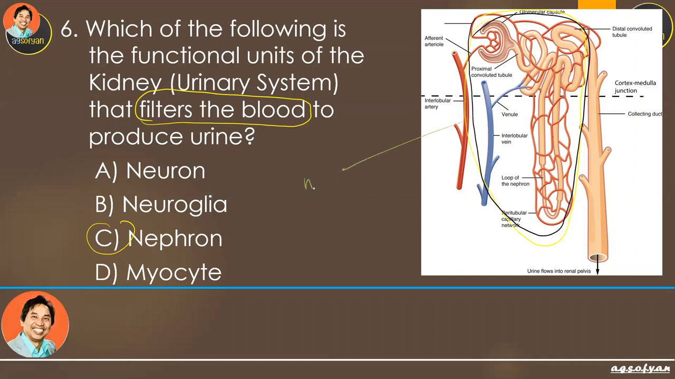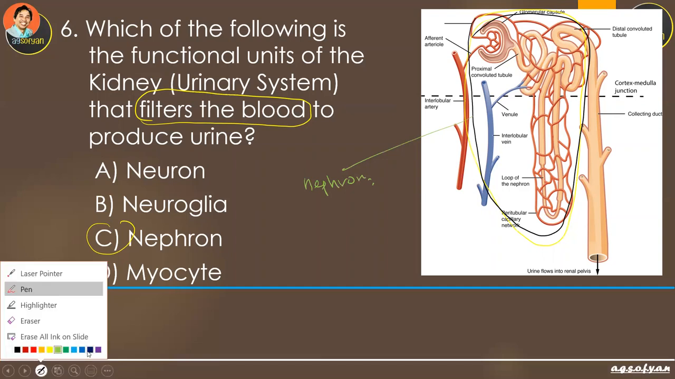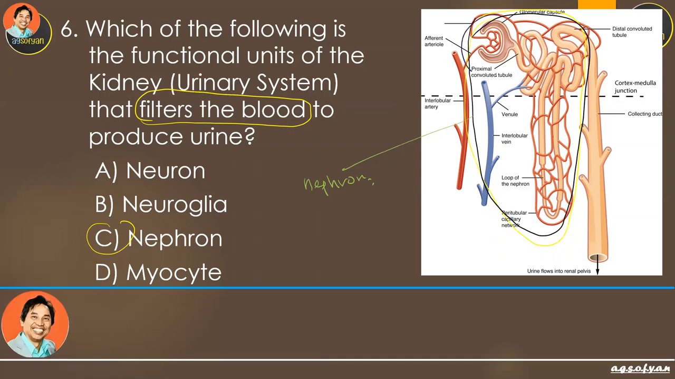So this is the nephron. If you see the nephron, it has two main areas. The first one is here. That area is called the renal corpuscle. And that renal corpuscle consists of two parts. The first part is here in the middle, and the second part is here, looks like a cap, a capsule.